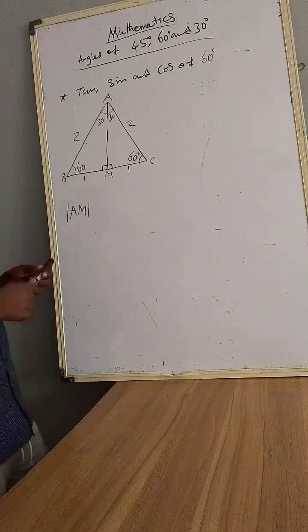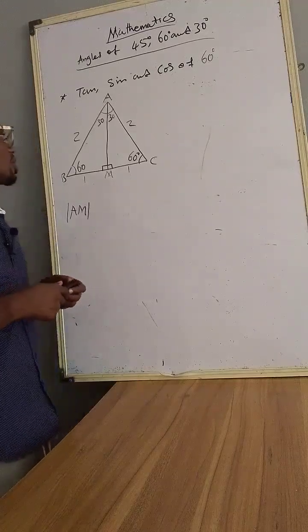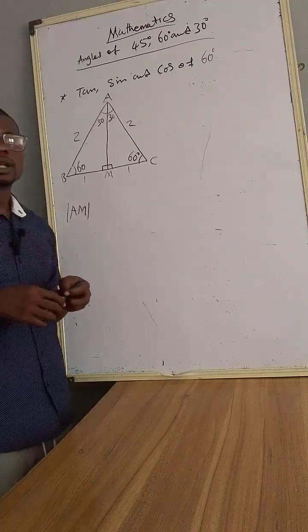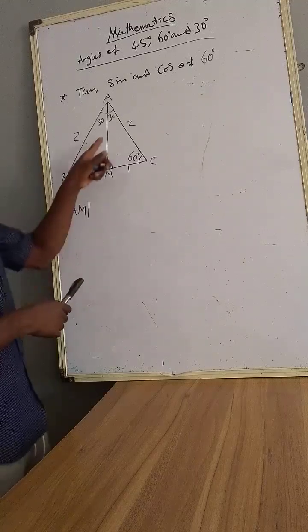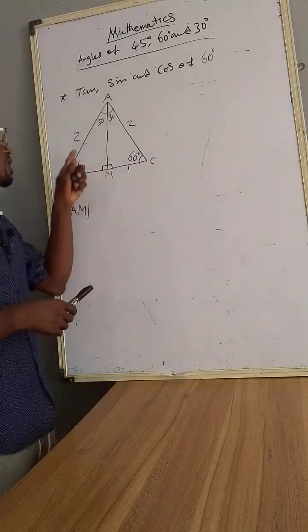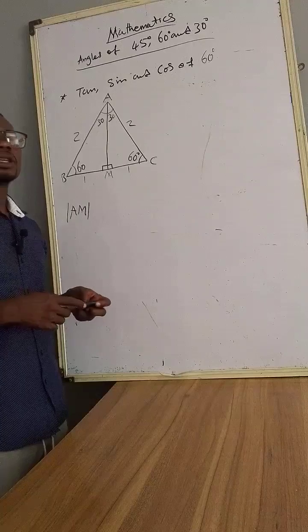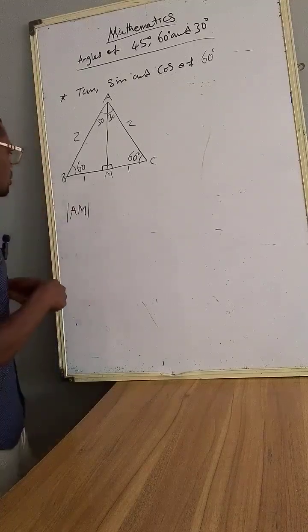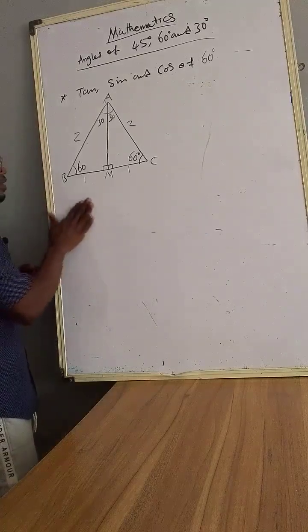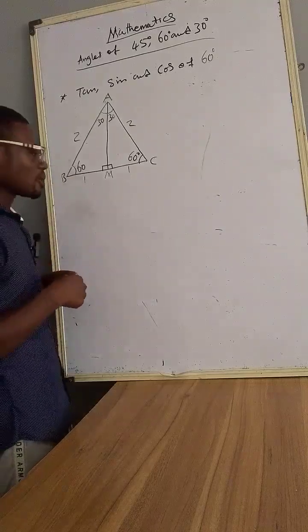I'll remind you, you watched my previous video. I've talked a little about Pythagoras theorem. Now Pythagoras theorem will state that the square of the hypotenuse is equal to the sum of the squares of the two other sides. Okay, so now if that is the case, let's apply that knowledge of Pythagoras theorem here.